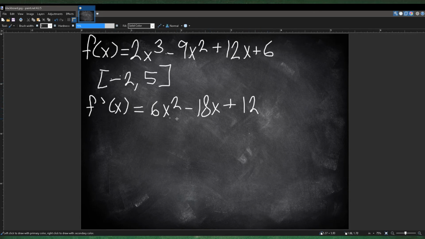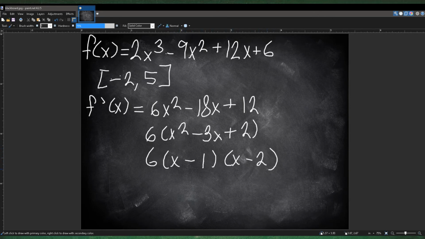So we need to find the zeros here. So let's factor this out by 6x squared minus 3x plus 2. And you factor this to 6x minus 1 and x minus 2. Okay? So this is our factor form. So our maximum and minimums are at x is equal to 1 and x is equal to 2.